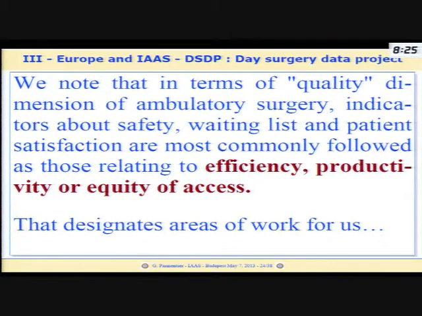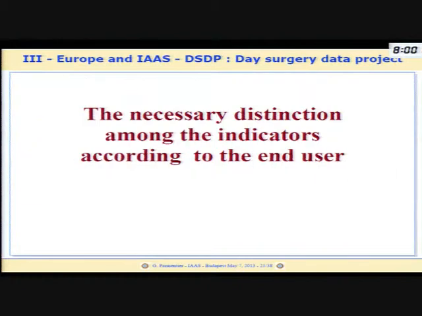We note that in terms of quality, dimension of ambulatory surgery, indicators about safety, waiting list, and patient satisfaction are most commonly followed than those relating to efficiency, productivity, or equity of access. It's one of the points of the program. But that designates also some area of work for us.